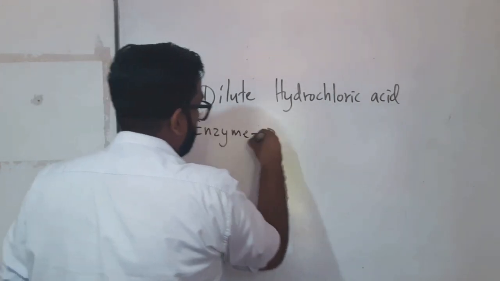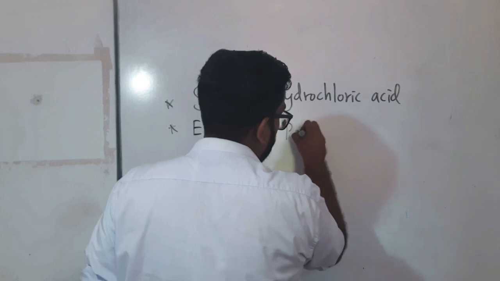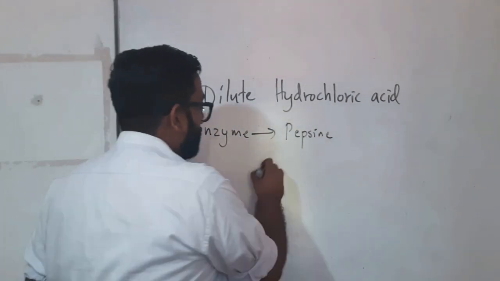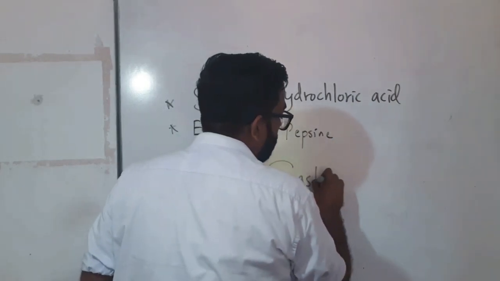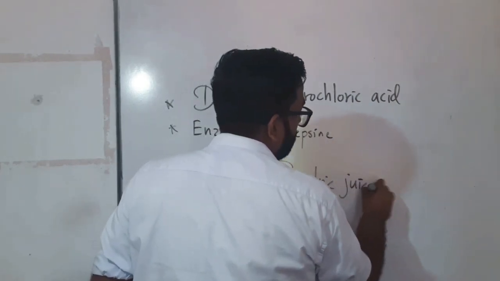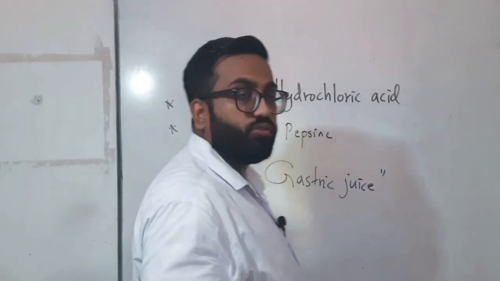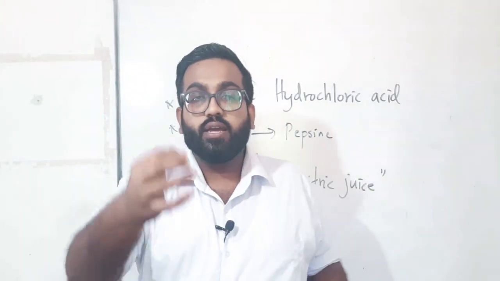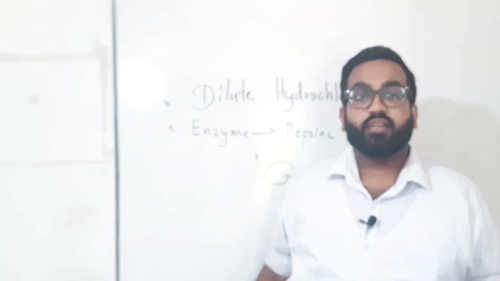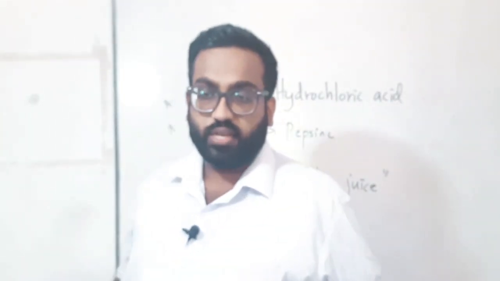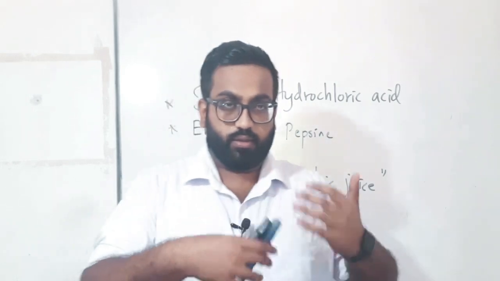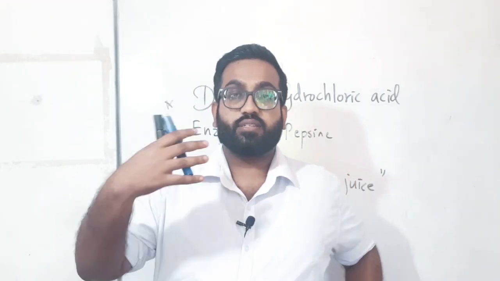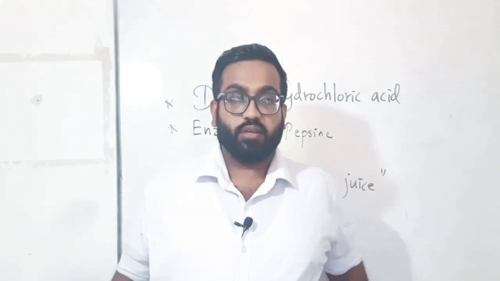What is the major enzyme inside there? Pepsin. Right. So all are included in where? Gastric juice. We call it gastric juice. So gastric juice is secreted inside our stomach when food comes to that stomach, right? Sometimes that is connected with our nervous system, right?